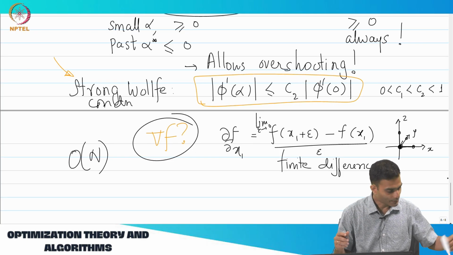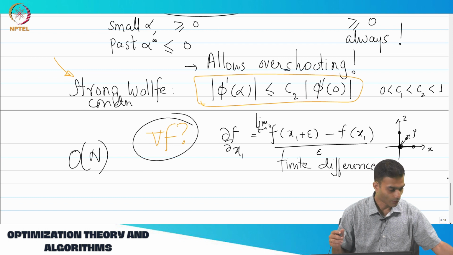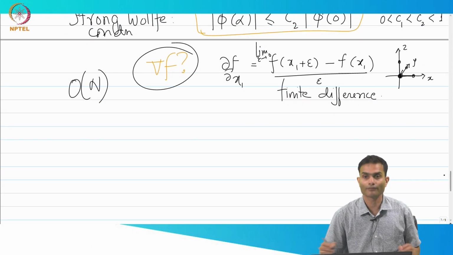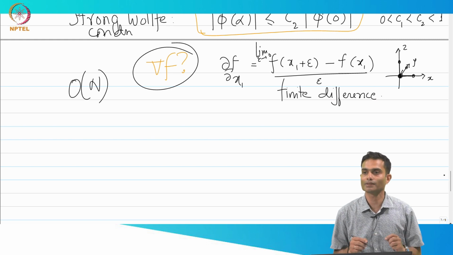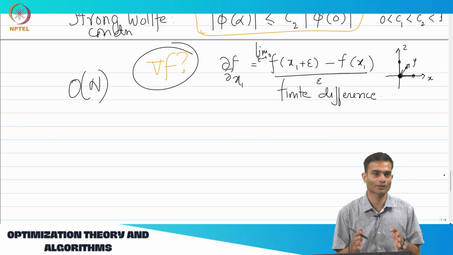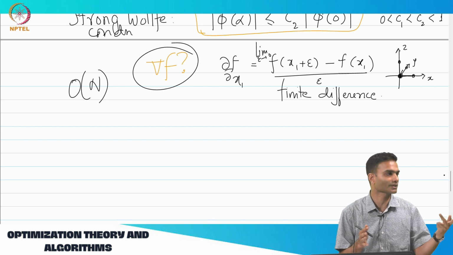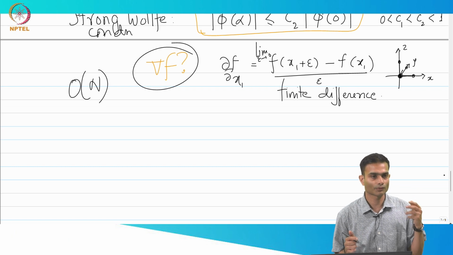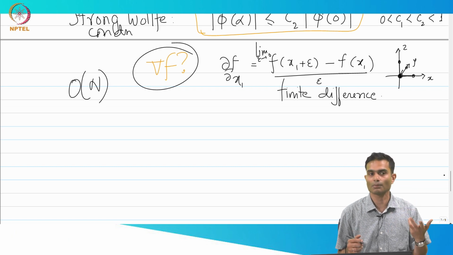So we've got our acceptable range. Now, I have not yet told you how we actually choose alpha. I have only given you tests for alpha. Is this alpha good enough? Here are 2 or 3 tests: sufficient decrease, Wolfe condition, strong Wolfe condition. Now, how do we actually come up with an alpha?